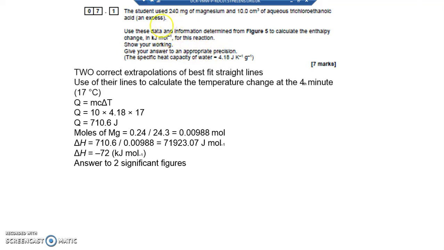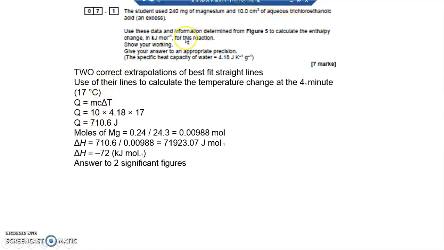So if I do that now, two extrapolations give a temperature change at the 4th minute of 17 degrees C. Q equals MC delta T. There should be a minus in front of that, really. We can add the minus at the end. The mass is 10 centimeters cubed of aqueous. Aqueous means it's mainly water. So you should know that 10 centimeters cubed of water is the same as 10 grams. 1 centimeter cubed is 1 gram. It's got a density of 1. So 10 centimeters cubed is 10 grams.